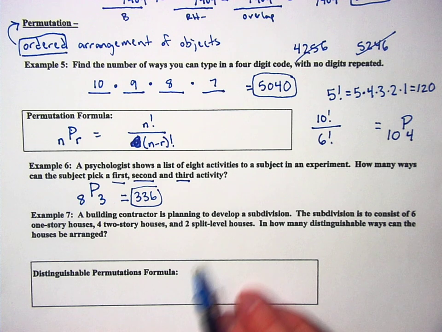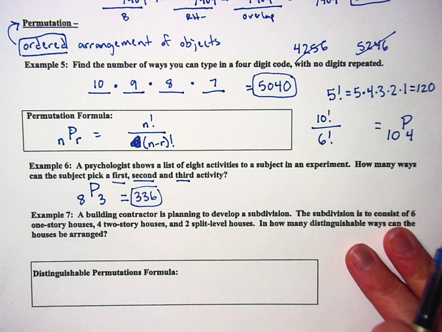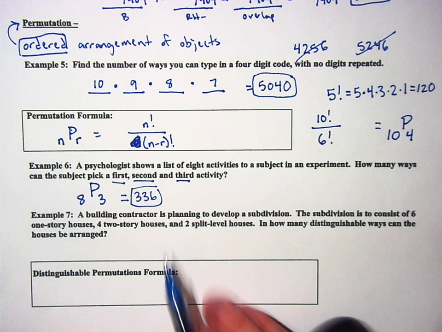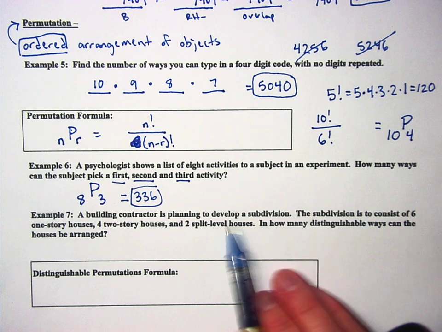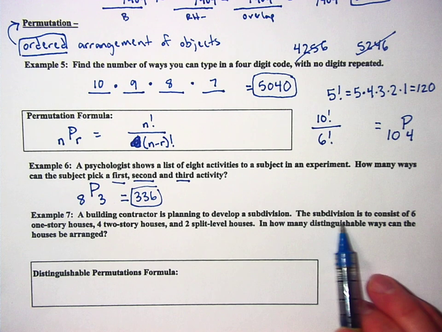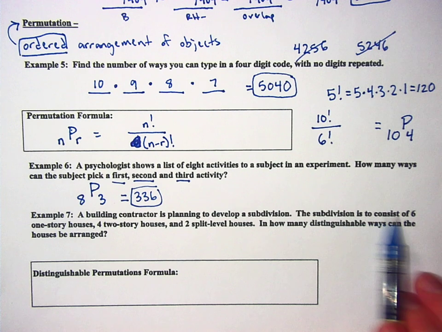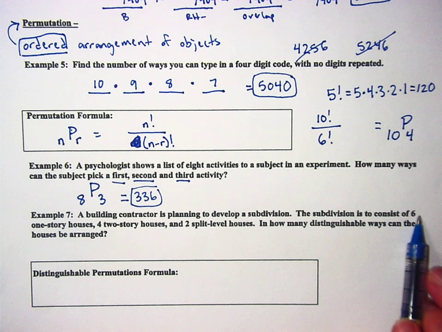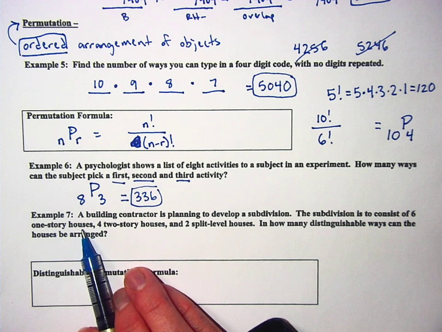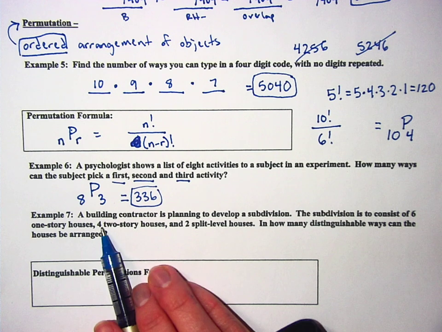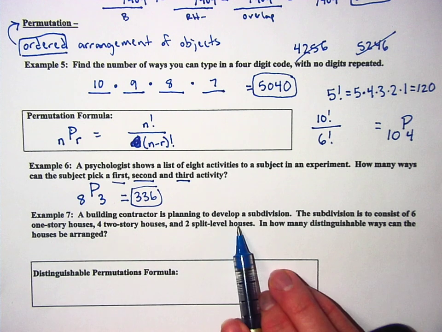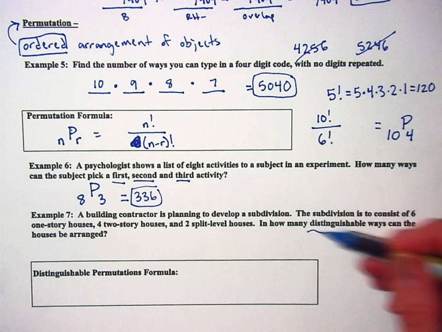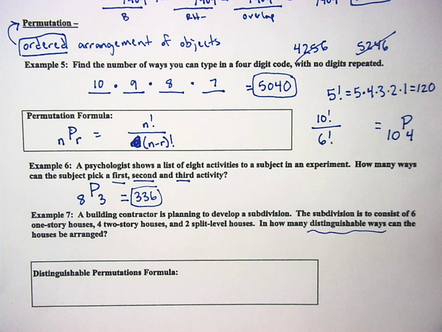Now, there's also a formula called the distinguishable permutations formula, and that's where you've got some things that are indistinguishable from each other. So let's say you've got a subdivision, and you've got 6 one-story houses you have to do. So it's like one street. 4 two-story houses and 2 split-level houses. How many distinguishable ways can the houses be rearranged or arranged?